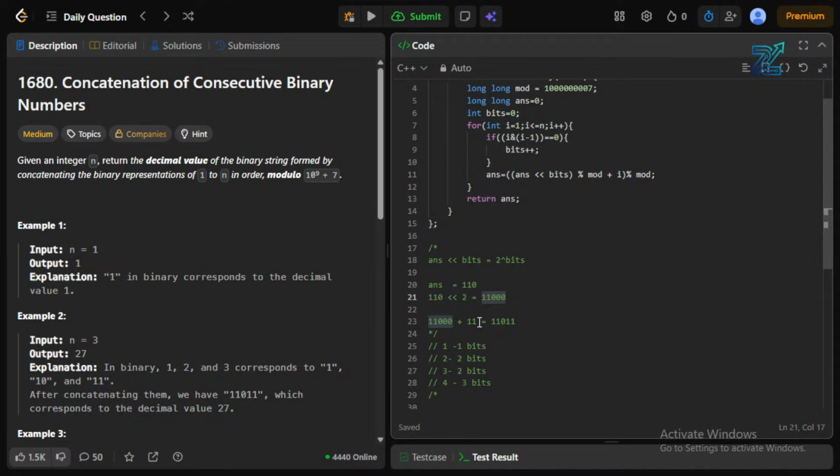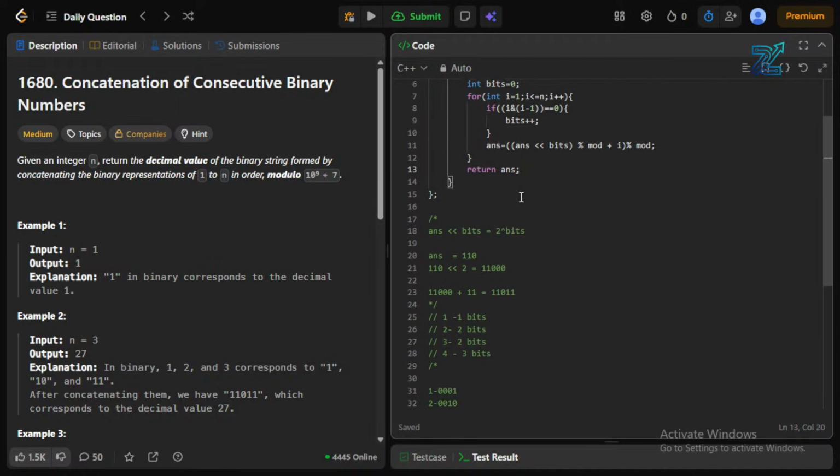If my i is 11, we are just adding, right? And then the binary is appended to the answer. This modulus will keep the values small and prevent overflow, right? And then finally, we are returning the answer.